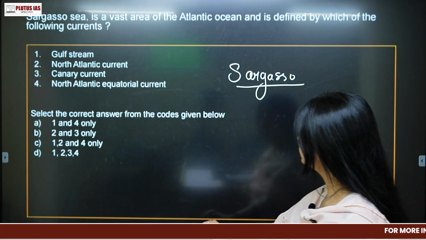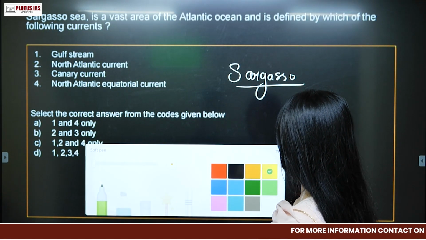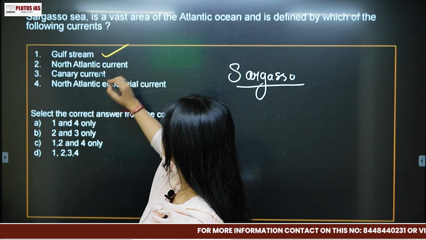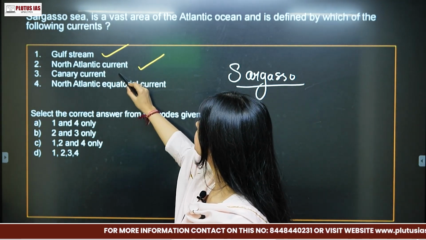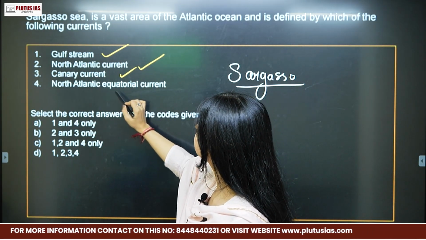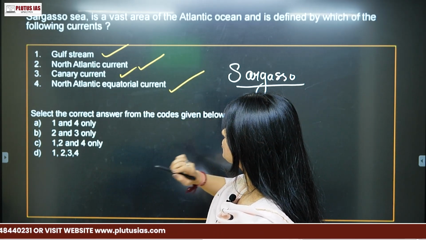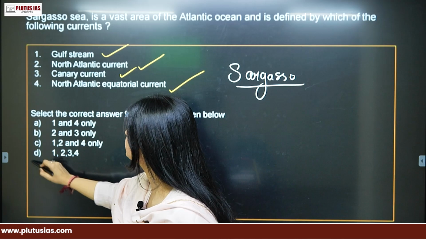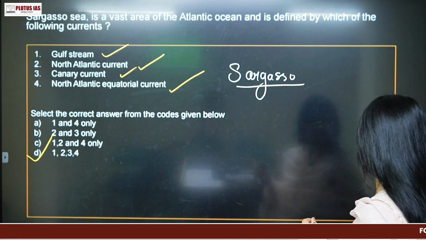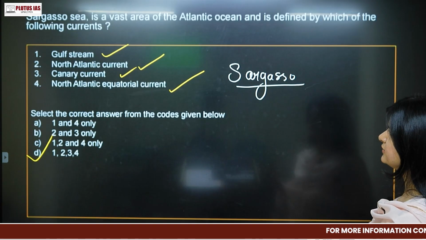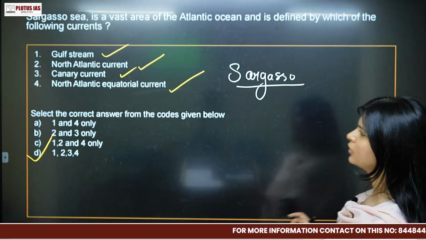So the first is saying Gulf Stream. Will it be correct? Yes. Next is North Atlantic, Canary, and North Equatorial Current. So all of the options 1, 2, 3, 4 are correct, and we have seen in the diagram also, right?